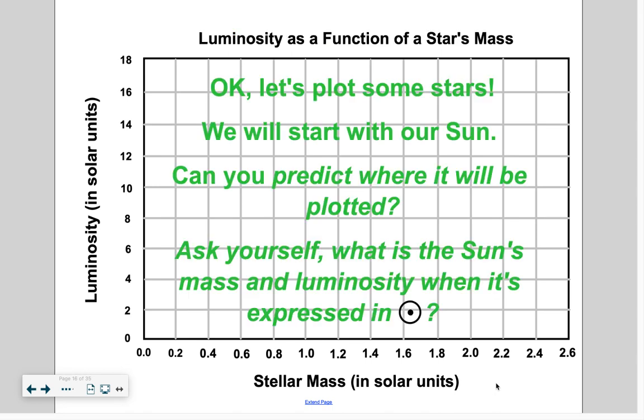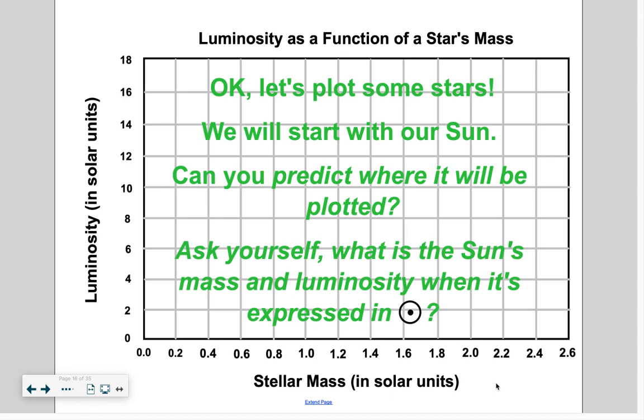Okay, we're going to go ahead, we're going to plot. But as you guys are starting to get to know me, you're going to see that I like to throw questions at you a lot and make you think before I throw the answer up in the air. Okay, so I really, really need you to do this. I need you to pause the video, and I need you to ask yourself, if we go ahead and plot the sun on this graph, where is it going to be?